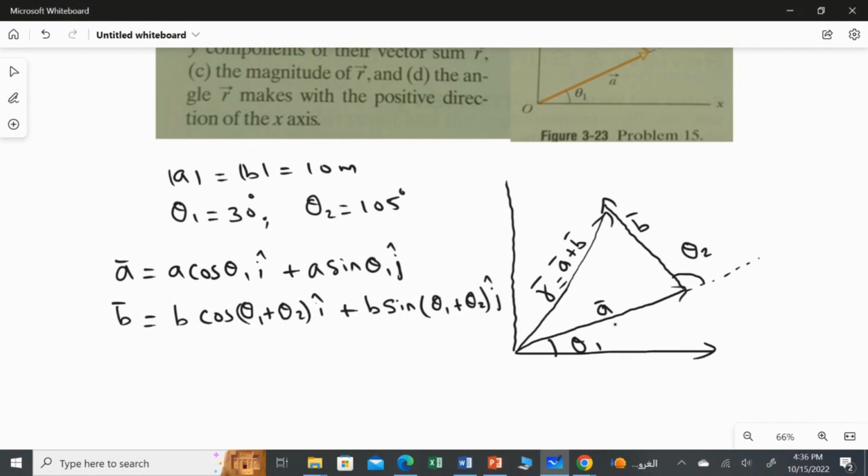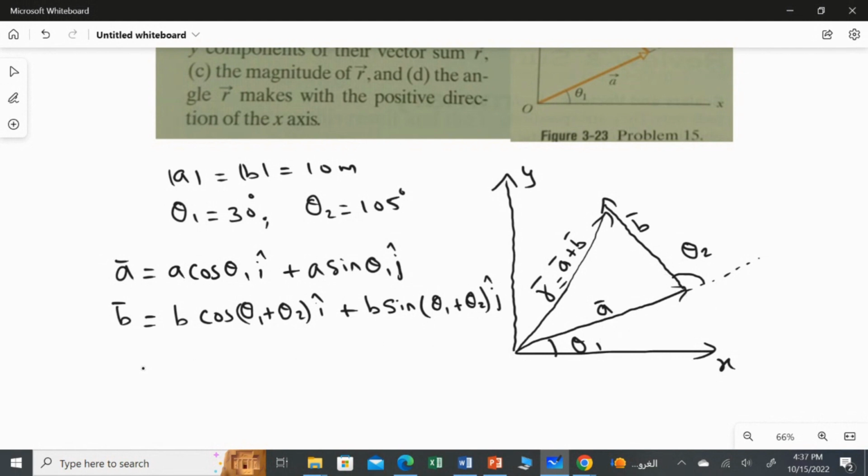Why do we write it like this? Because, you have to see here, this is our x-axis, this is our y-axis, and the angle is measured with respect to the x-axis. From x to A, the angle is theta 1. From x to B, it's a combination of theta 1 plus theta 2. So don't get confused, see the figure. The angle from x to A vector is theta 1, and likewise the angle from x to B is theta 1 plus theta 2, right?